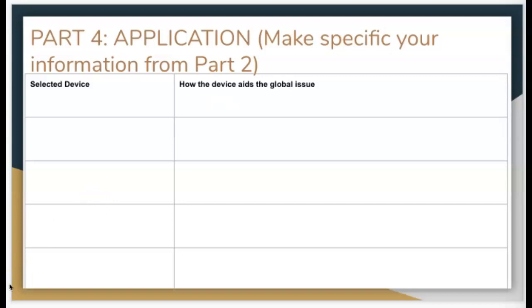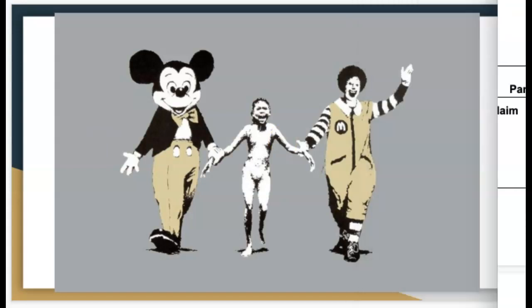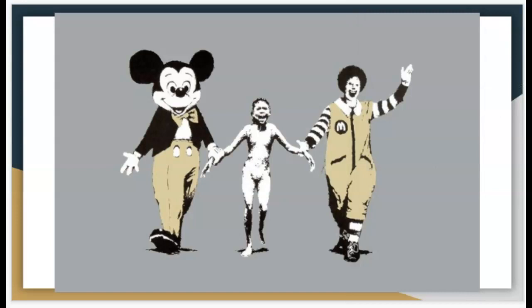So as a sample here, I am looking at this work. One of the selected devices I would talk about is context, right? So with my claim that Banksy is showing how corporations oppress those who are less fortunate, here we have these 2 symbols of corporate America, and we know that through context. We know who Mickey Mouse is as Disney. We know Ronald McDonald is all about McDonald's, and so these are large corporations. And we also know that the girl in the middle, through context, is not a symbol of a corporation, right? We know she's a real person.